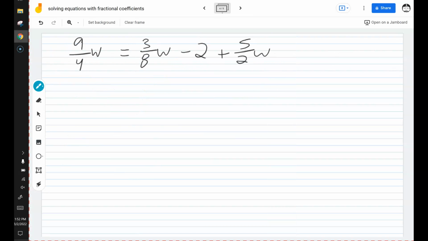This one's a little different because we have lots of different denominators. We have fourths, we have eighths, we have halves. Okay, we're going to use the least common multiple of those denominators, and this time it's going to be 8. We're using 8 because 2 and 4 and 8 all go evenly into 8. Okay, 8 times 9/4. You can either say 8 times 9 is 72 and divide it by 4 to get 18, or you can say, well, I got an 8 on top and a 4 on the bottom. That's 8 divided by 4 is 2. 2 times 9 is 18. w.